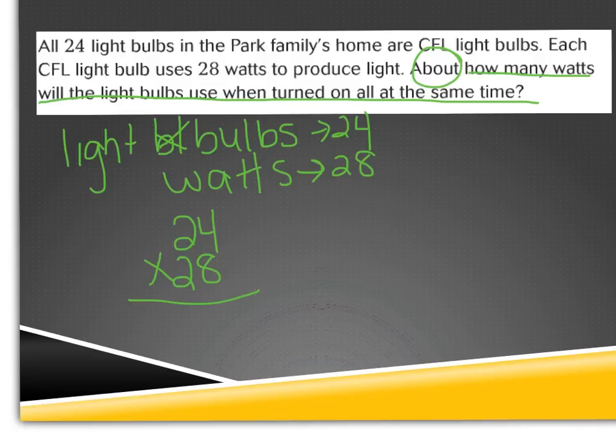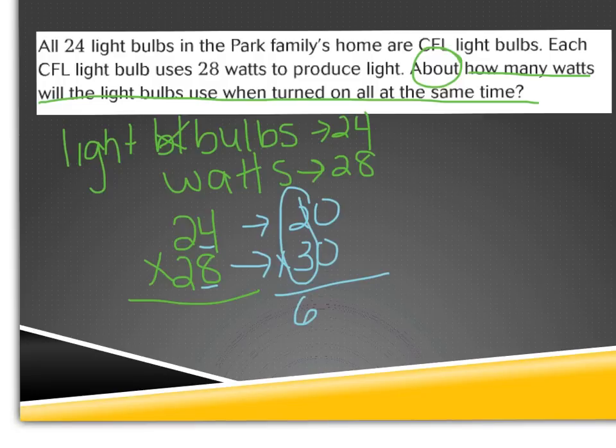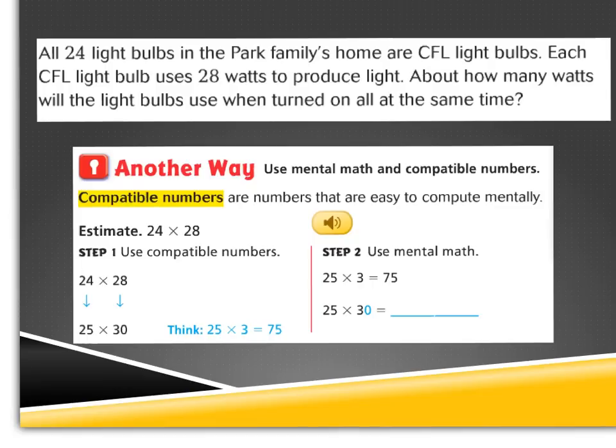The number 24 will round to 20. The number 28 will round to 30. Using my basic fact, 2 times 3, and then putting my zeros in my answer, I see that, in this case, I'm using about 600 watts to run every light bulb at the same time. But of course, there's another strategy. That strategy is to use compatible numbers.